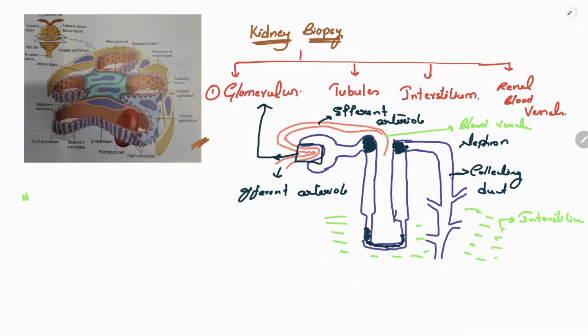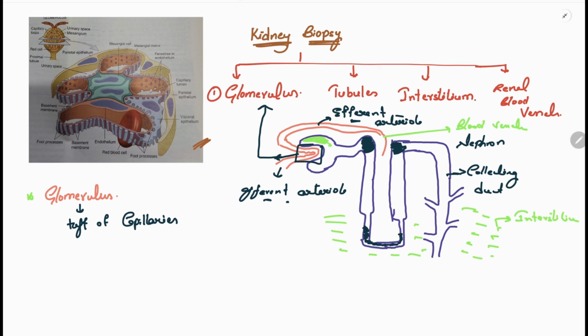Now let's discuss more about the glomerulus. The glomerulus is composed of a bunch of capillaries, or a tuft of capillaries. These capillaries are initiated by the afferent arteriole and ended by the efferent arteriole. So these are the two arterioles that are present in the glomerulus. Next one is Bowman's space or Bowman's capsule. This structure is called the Bowman's capsule.